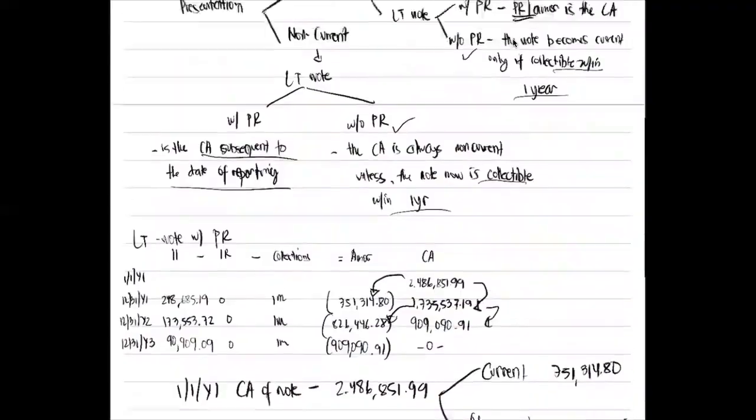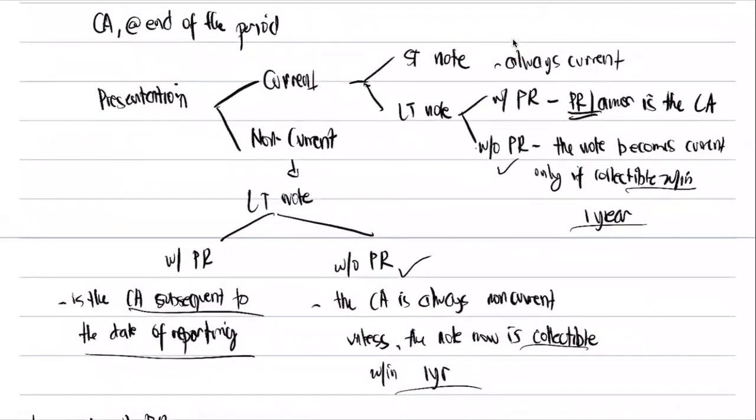Okay, so we go back to the rules. So presentation of your notes receivable. Current applies to short-term note. It is always current. Long-term note, it depends whether the note is with principal repayment or without principal repayment. If the note is with principal repayment, the amortization is the current asset. So the subsequent amortization is the current asset. Next, if it's without principal repayment, the note becomes current only if collectible within 1 year. So for example, we have a long-term note, 3 years, there's no principal repayment. Kailan siya magiging current? At the end of second year kasi within 1 year period na siya.